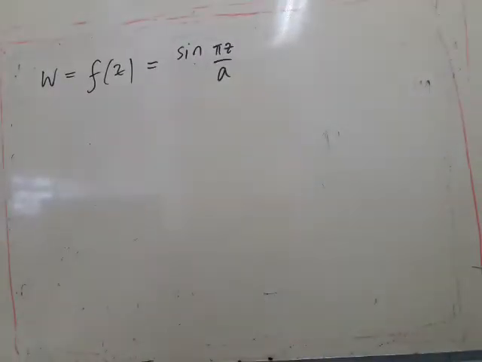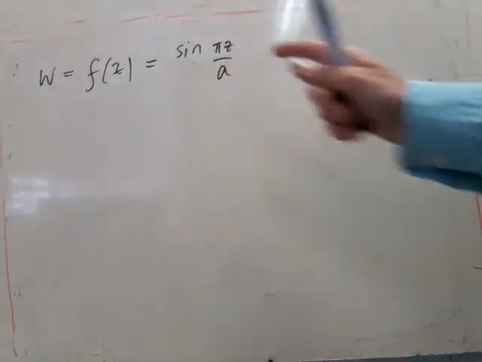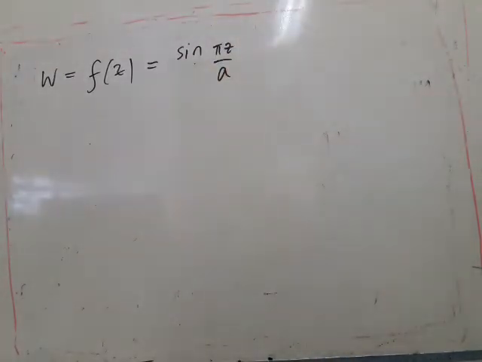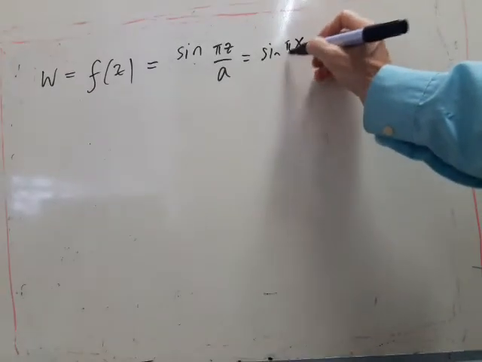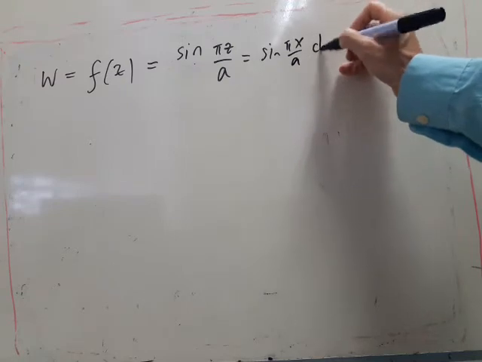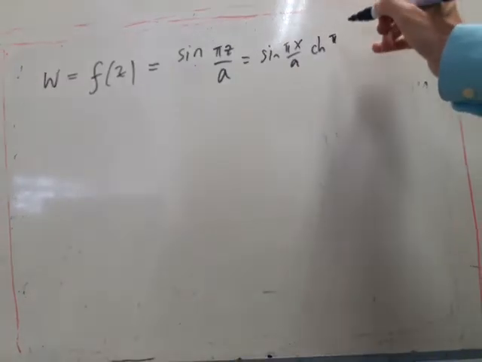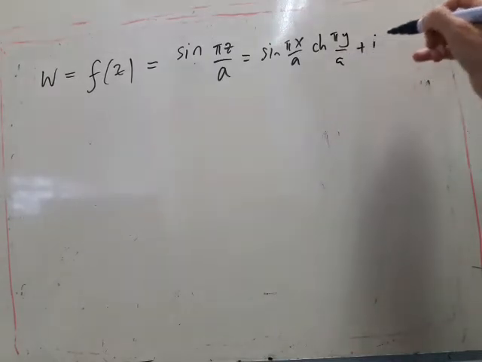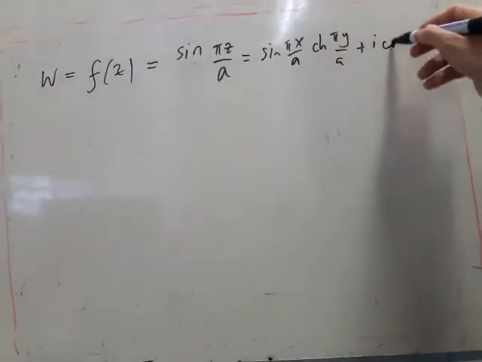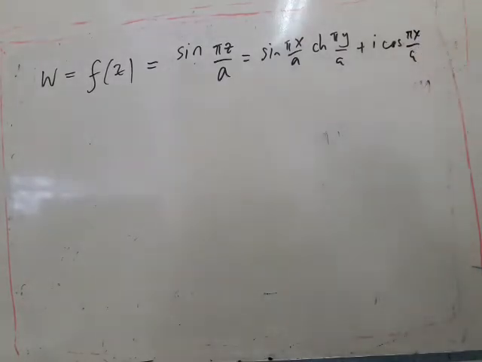So in this case, we've got the transformation sine(πz/a). So we want to look at the real and imaginary parts of this. We just use our formula sheet to rewrite it. The real part of this is sine(πx/a) cosh(πy/a), and the imaginary part is cos(πx/a) sinh(πy/a).